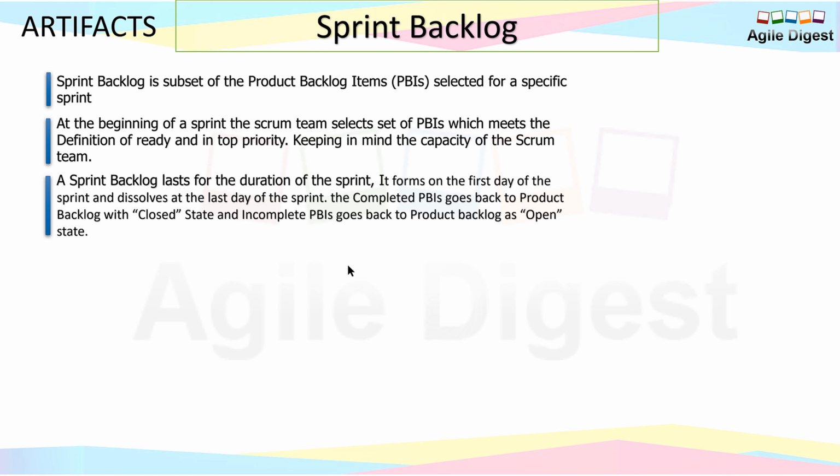So let's assume you started with 5 user stories on your sprint backlog and you have completed 3. The completed product backlog items go back to the product backlog with closed state, and the incomplete ones go back to the product backlog as open state. Now in Jira, it doesn't show the product backlog items that are closed, but there is an option where you can see the closed items.